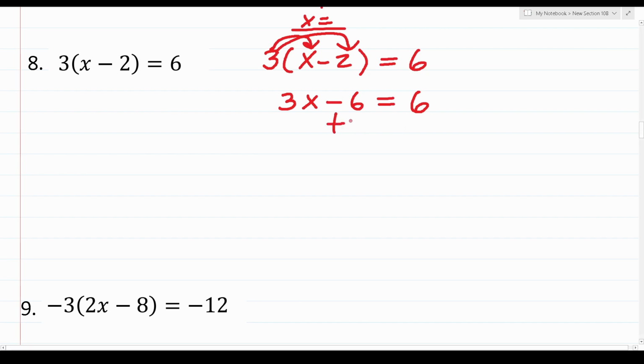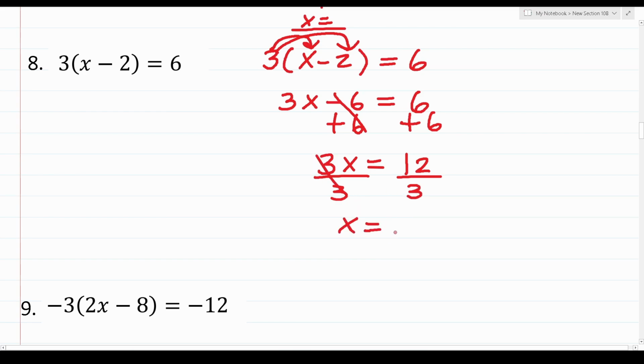We're just going to add 6 to both sides now. This crosses out here, leaving you with 3x on this side. As we can see, 3x is equal to 6 plus 6, which is 12. Let's divide both sides by 3 now. This crosses out, leaving you with x. What is 12 divided by 3? That is 4. All right, so again, we've solved this equation.